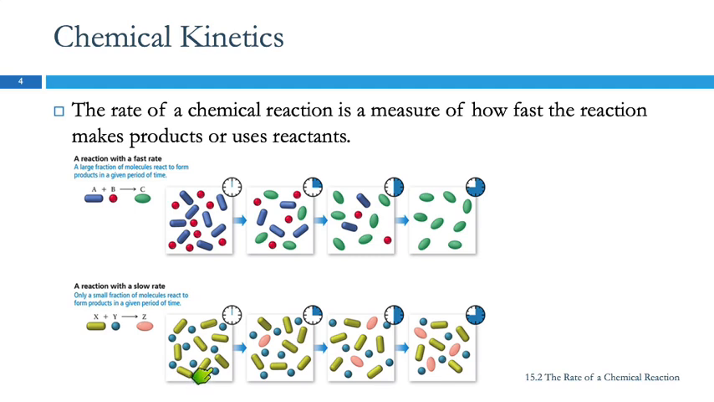The slow reaction happens much slower, and so we're forming product as we go along, but when we get to the end of the time, it's not done yet. We have some product, but there's a bunch of reactant that hasn't reacted yet. So chemical reactions happen at different rates, and the rate is how fast they either make product or use up the reactants. Any questions yet?